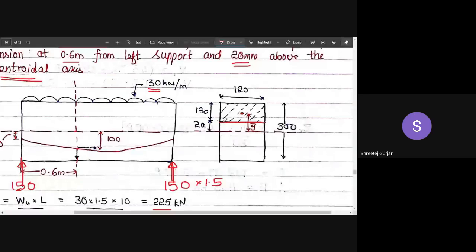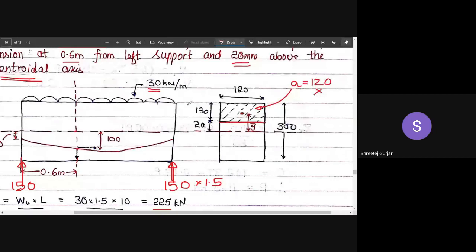So this is the shaded area, which you can see is my small a. This particular area is small a. So small a is equal to what? It is equal to 120 into this height. How can we calculate this height? The total depth is 300, so this half depth will be 150.